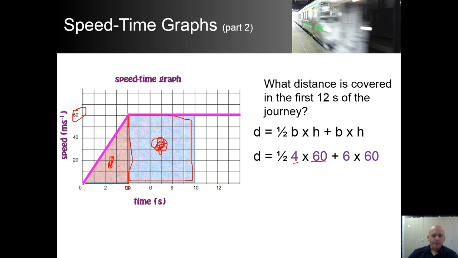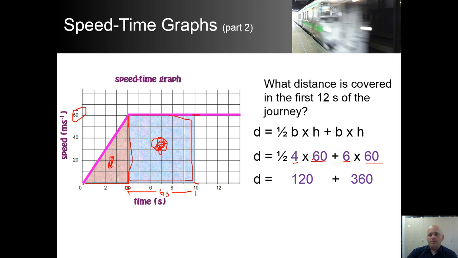The rectangle, we go from 4 to 10. So that is a time. It starts at 4 seconds, goes to 10. That means our time is 6 seconds. And it goes all the way across here. So that's our base. Our height goes from 0 all the way up to this line here, which is 60. So it's 6 times 60.